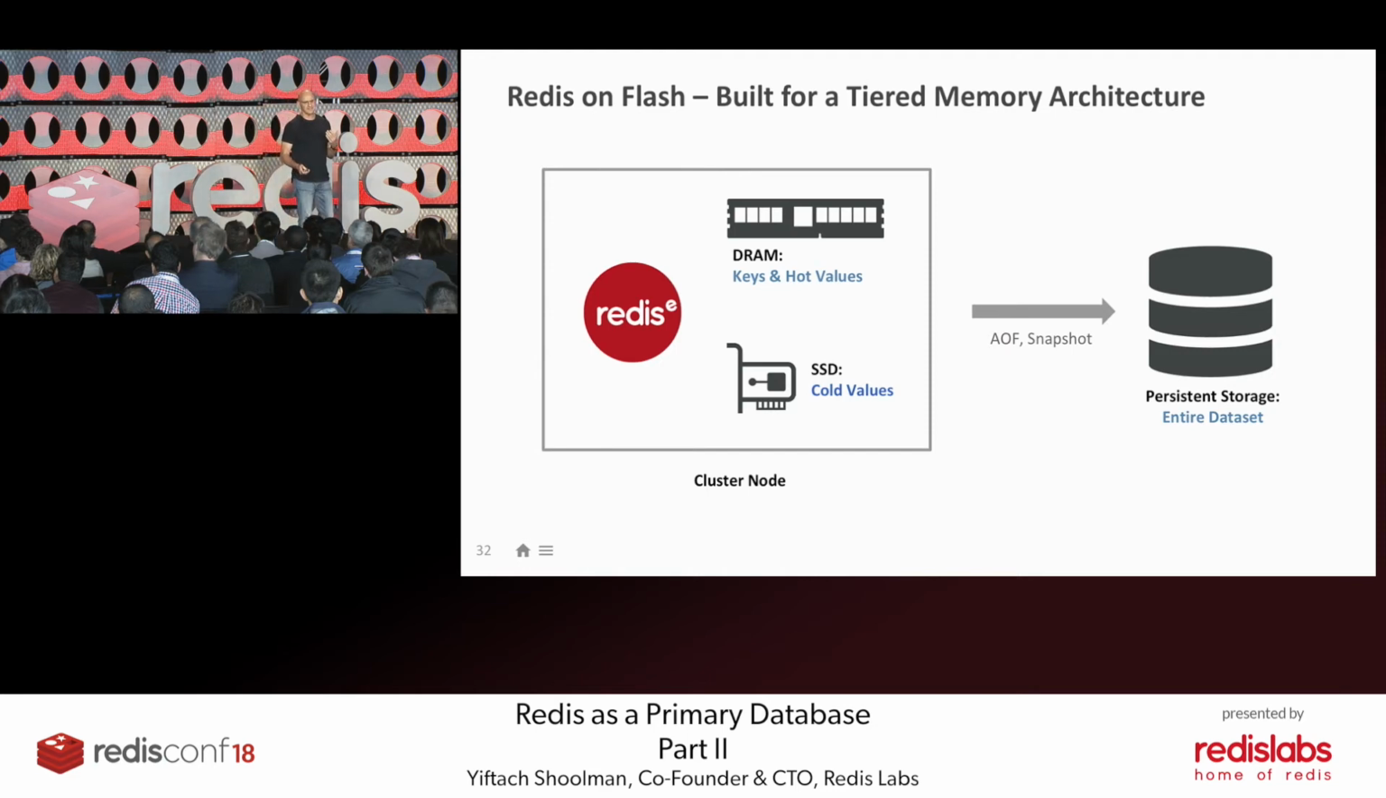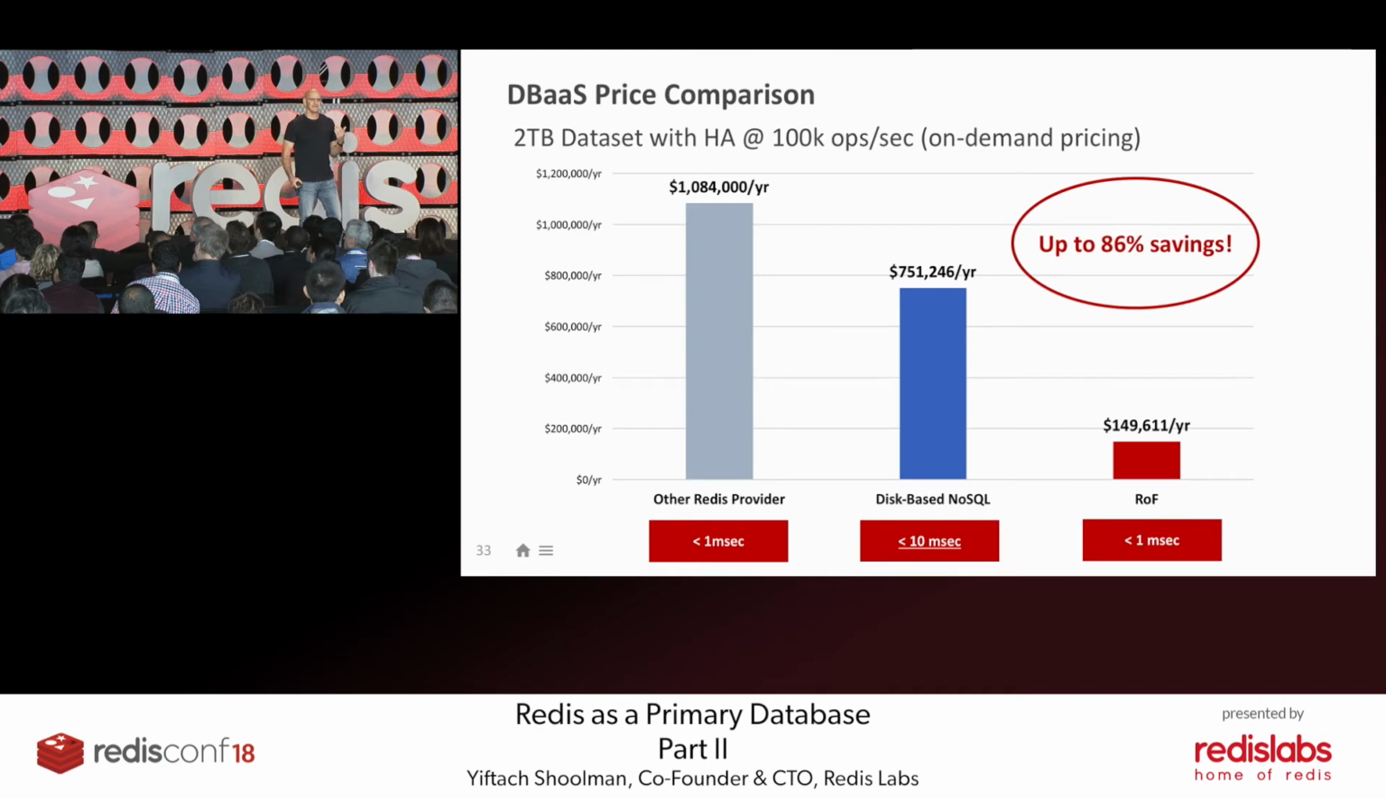Now, why is this important? Let's take an example of a data set of 2 terabytes with 100,000 ops per second. If you put it on Redis, like using other cloud providers that propose Redis, this will cost you something like $1 million a year. If you put this data with these performance requirements on other NoSQL, it will cost you much less, $750,000 a year, but the latency will be around 10 milliseconds. It's not going to be sub-millisecond like with Redis.